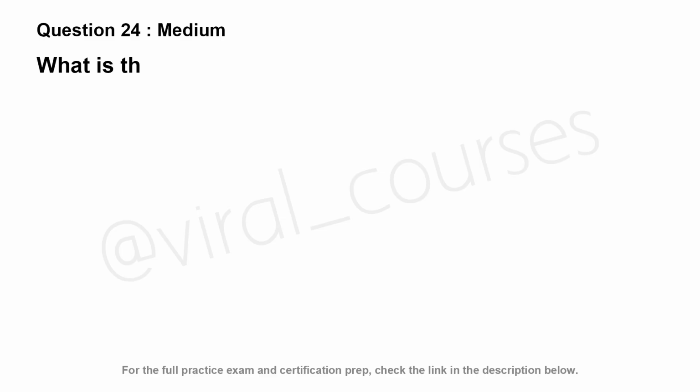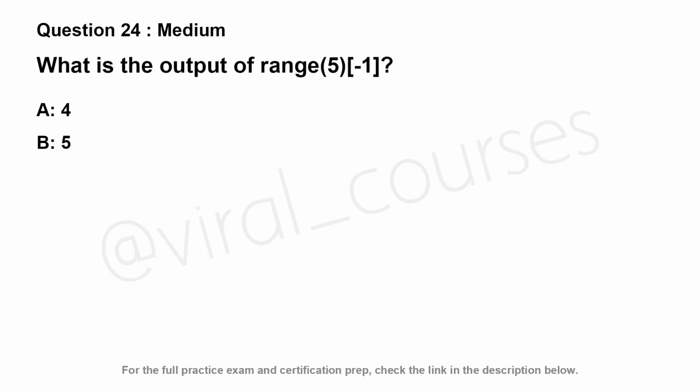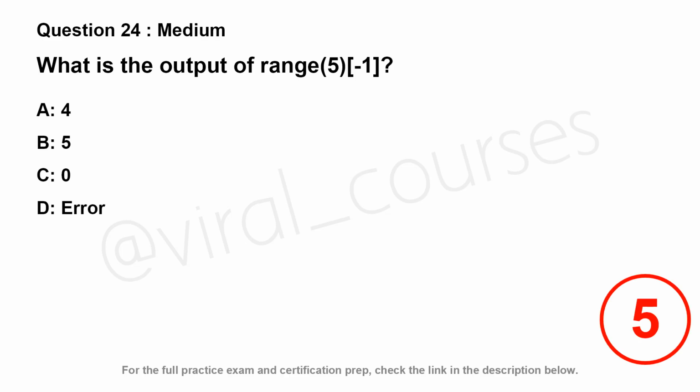What is the output of range(5)[-1]? Option A, 4. Option B, 5. Option C, 0. Option D, error.